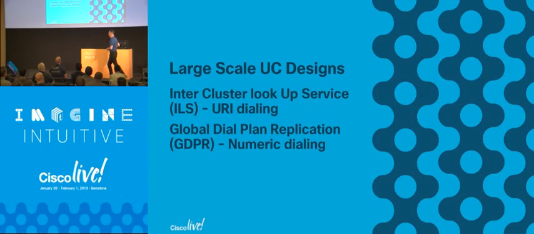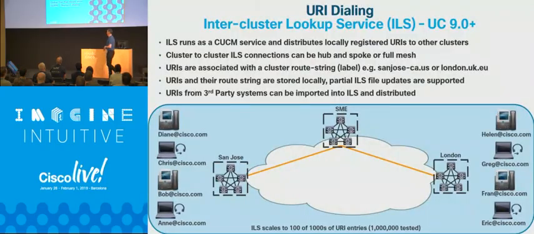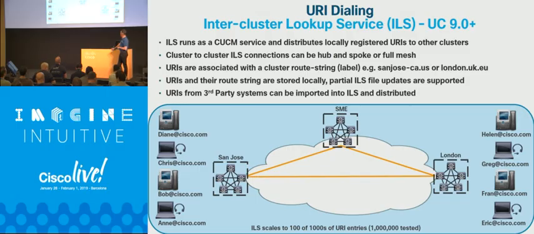If you're looking at large-scale designs, then you may not look at just routing numbers. You might be looking at routing numbers and URIs. In that case, you'll be using ILS for URIs. The way that works is that it greatly simplifies the way that you route calls. So you've got your cluster here. I've got a whole bunch of URIs. These yellow lines are not SIP trunks. Those are the ILS connections that are sharing information between the clusters here.